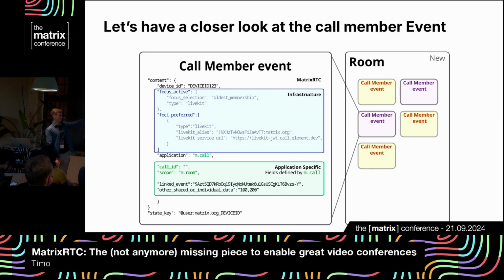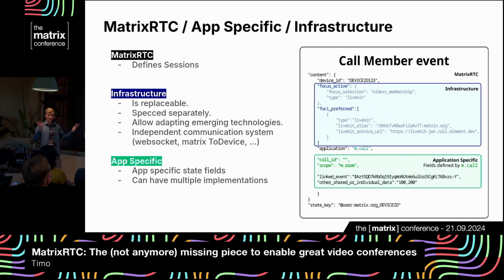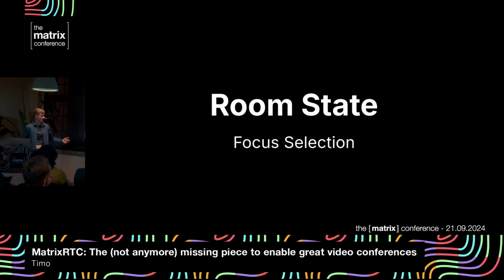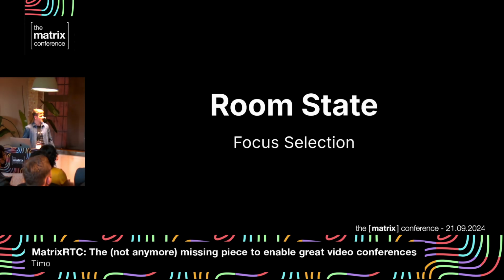And then we have the infrastructure bit. That's also a clearly defined set of information to then find what infrastructure this call is based on. Is it LiveKit, is it full mesh, or something new we haven't yet found out about. So here again, Matrix RTC is the overall box, everything in black, infrastructure is the blue bits, and then the application-specific fields. And as I said before, there can be multiple applications, multiple implementations.